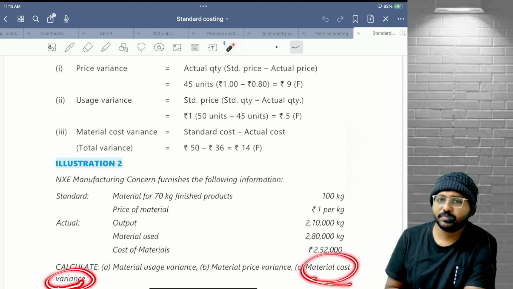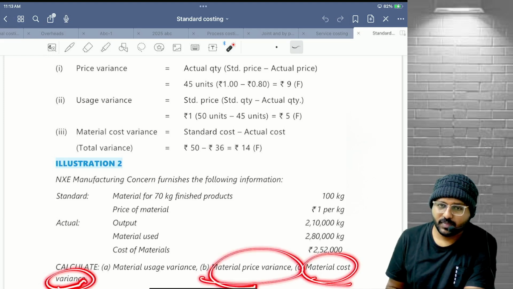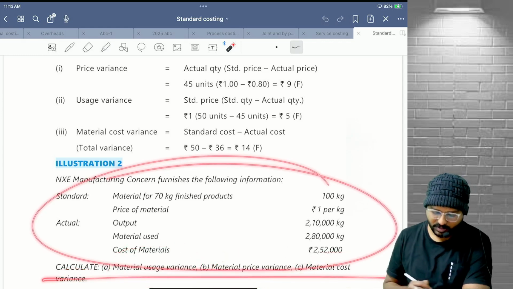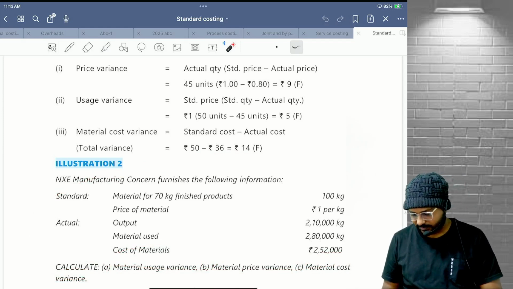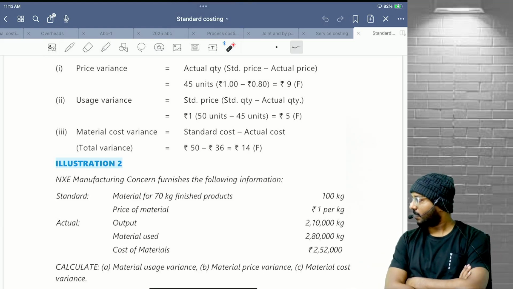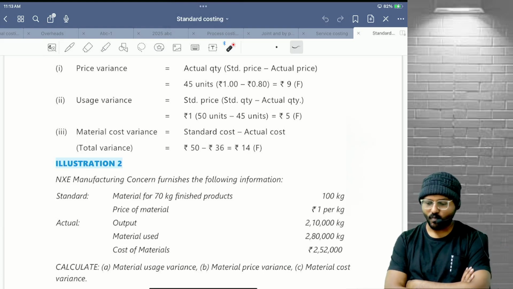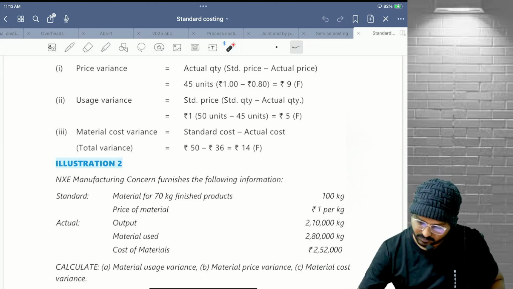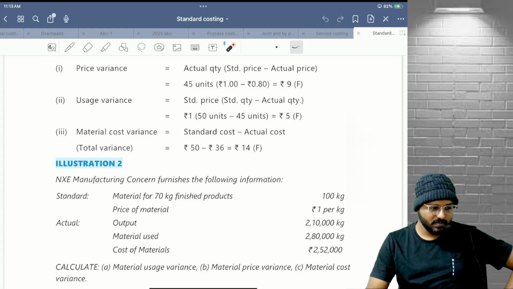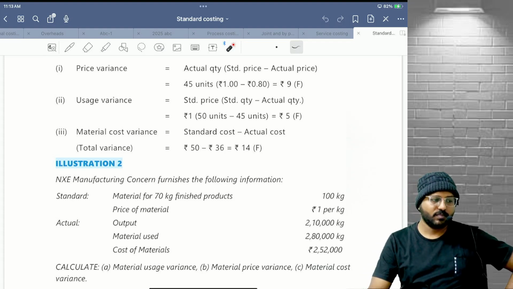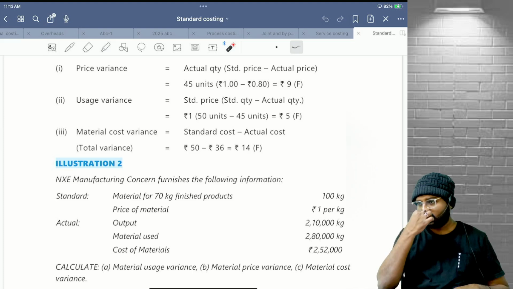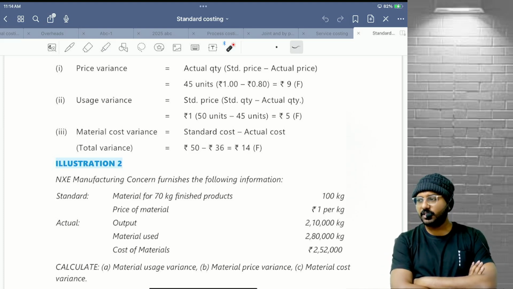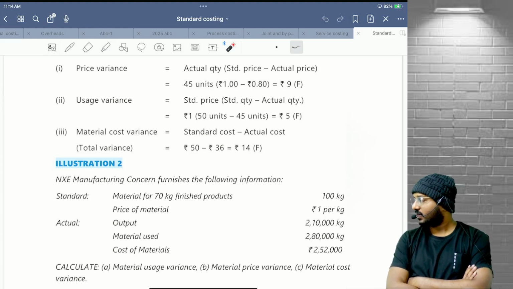What is the formula for cost variance? 1 minus 2. Price variance? 3 minus 2. Usage variance? 1 minus 3. Got it? Read the question. We'll start. See each and every data carefully, then problem solving will be very easy.